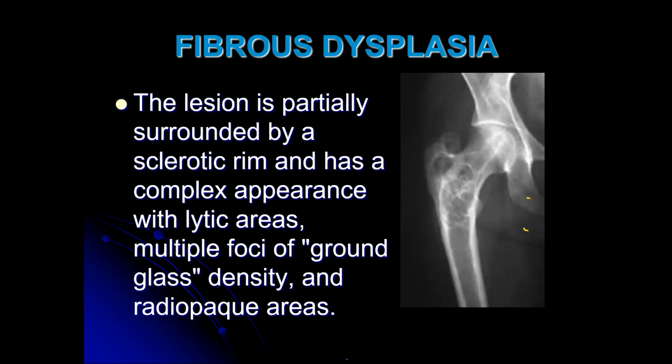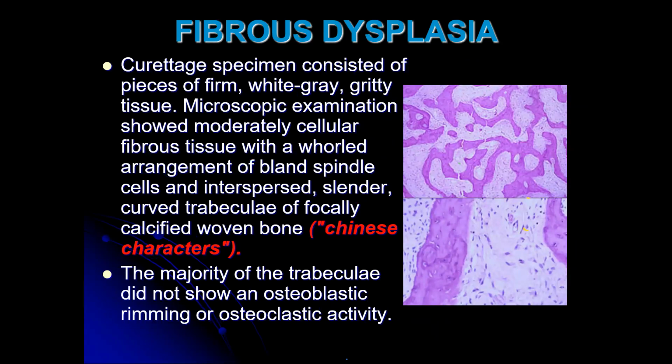Curettage of a specimen consisting of pieces of firm, white gray, gritty tissue. Microscopic examination shows markedly cellular fibrous tissue with a whorled arrangement of bland spindle cells interspersed with slender curved trabeculae of focally calcified woven bone. This is what we call the Chinese characters.